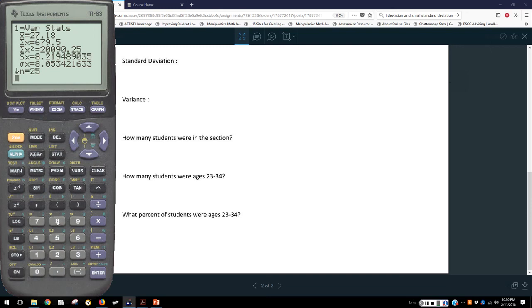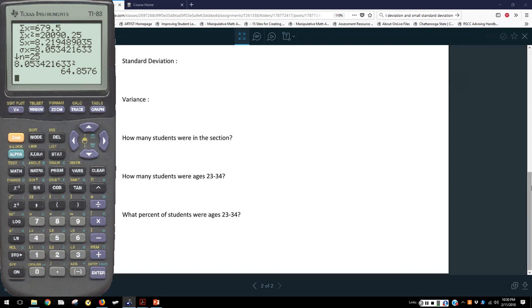So in order to find the variance, we take 8.05342163 and square that number and hit enter and get 64.8576. So the variance is 64.86. How many students were in the section? 25, because it summed up the frequencies and says there's 25 students in the section.